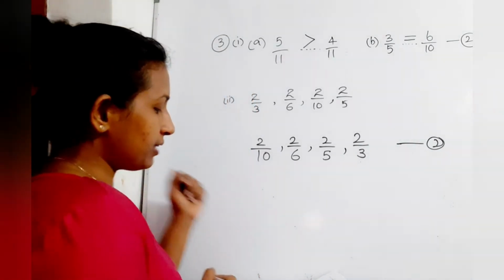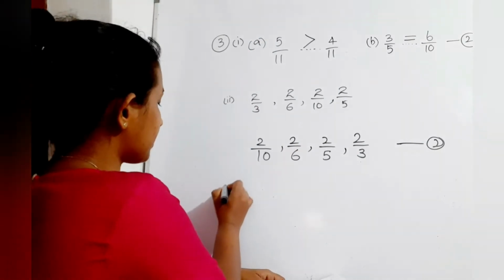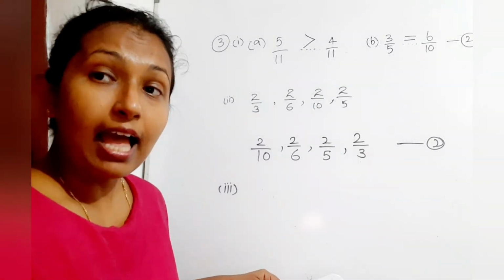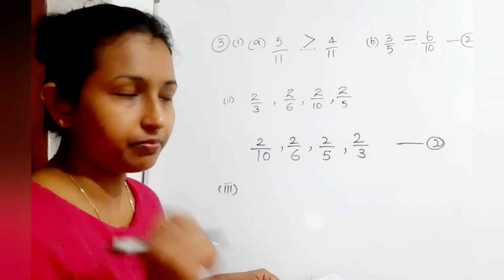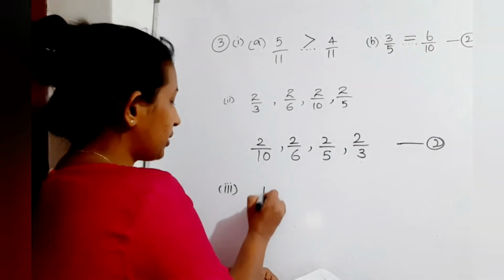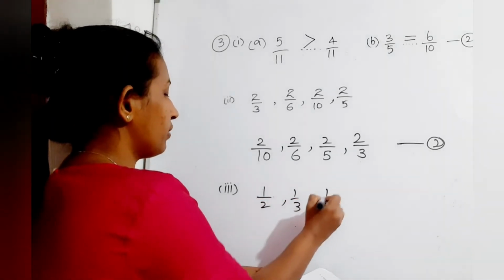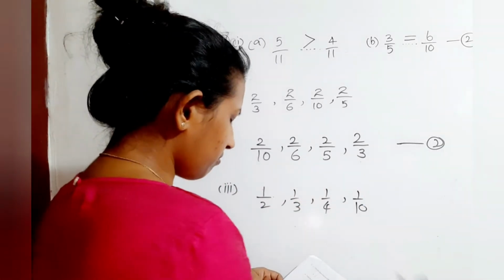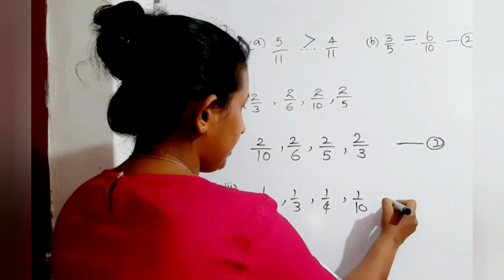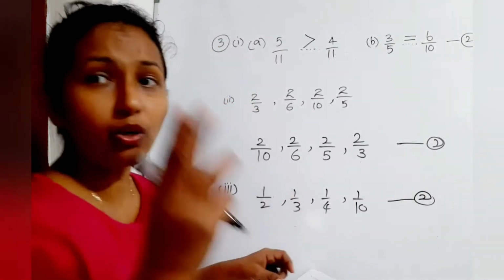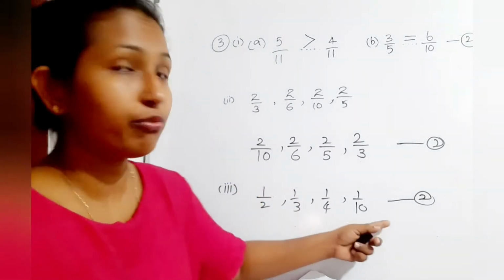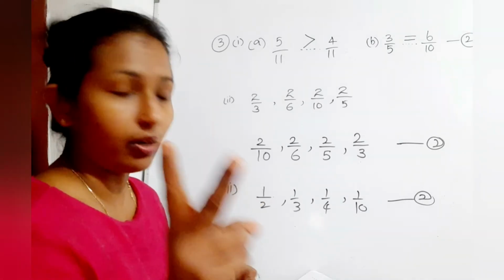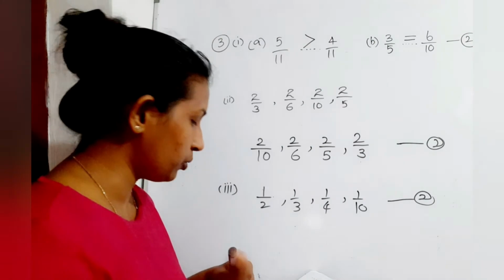Then for the third part, you have to write down 2 unit fractions. Unit fraction means fractions having the numerator 1 are called unit fractions. So you can write 1 over 2, 1 over 3, 1 over 4, 1 over 10, like that. For 2 correct answers, 2 marks will be given. But no need to write 4. I thought to show you, but you can write only 2 unit fractions. Then you will be given 2 marks for that one.